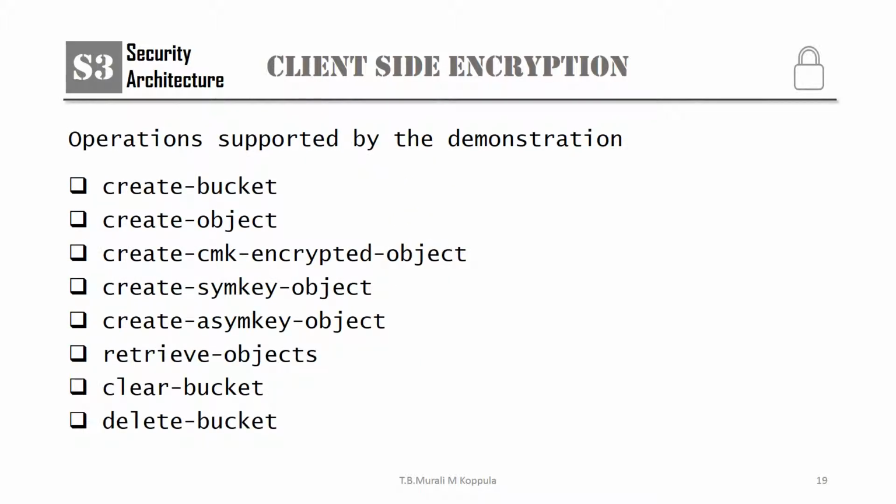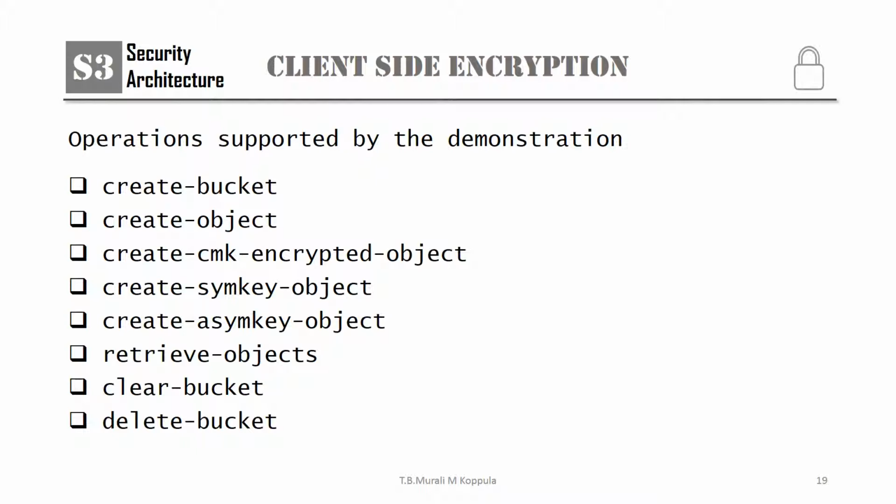It involves creating an S3 bucket. A plain text object is created with the content "Hello Cloud Computing World." The object is encrypted and decrypted using 3 client-side encryption methods: customer master key, client-side symmetric key, and client-side asymmetric key. The various operations supported by the demonstration are the creation, clearing, and deletion of the S3 bucket.